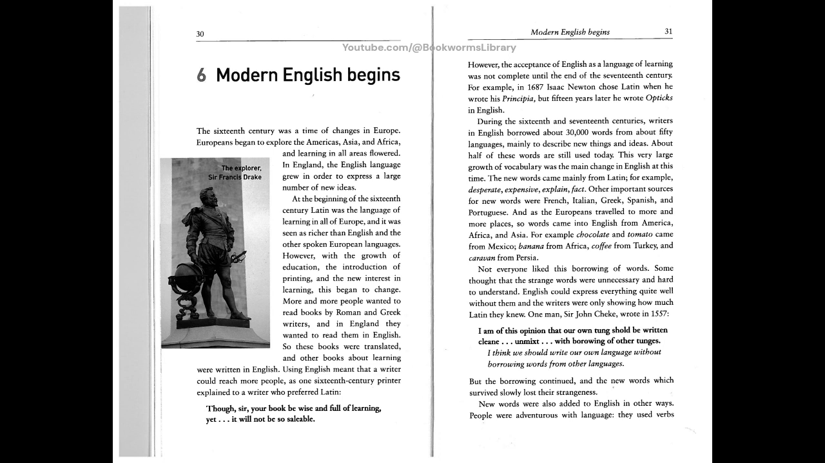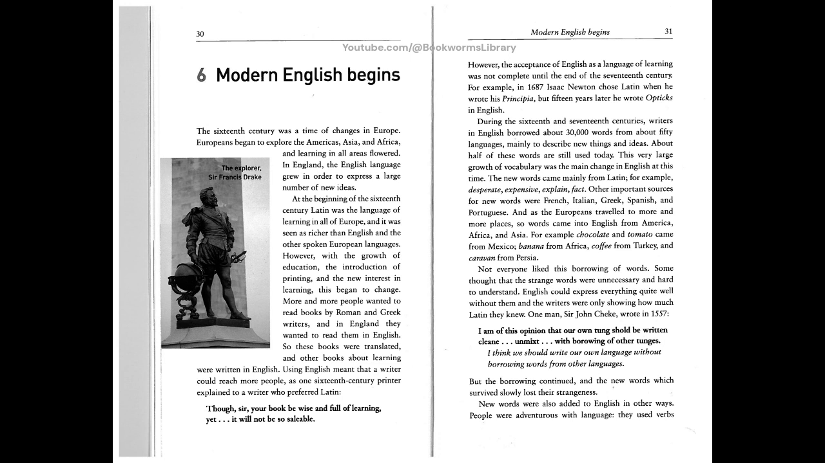At the beginning of the 16th century, Latin was the language of learning in all of Europe, and it was seen as richer than English and the other spoken European languages. However, with the growth of education, the introduction of printing, and the new interest in learning, this began to change. More and more people wanted to read books by Roman and Greek writers, and in England, they wanted to read them in English. So these books were translated, and other books about learning were written in English.